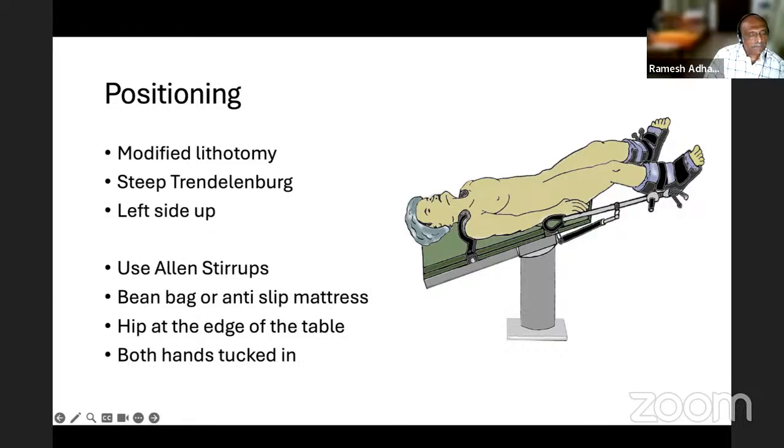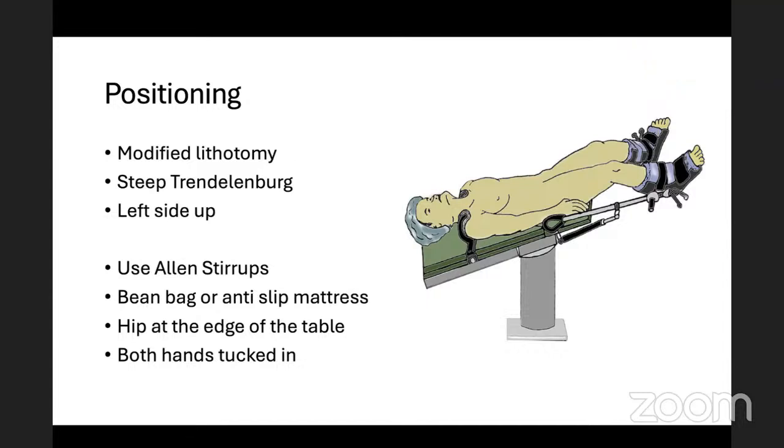So very important is patient positioning. Patients are positioned in a modified lithotomy position. We need patients to be in steep Trendelenburg and left side up. This is because the small bowel needs to go up into the right upper abdomen so that we get a clear view. These are Allen stirrups. If you don't have Allen stirrups, we can use normal stirrups as well.